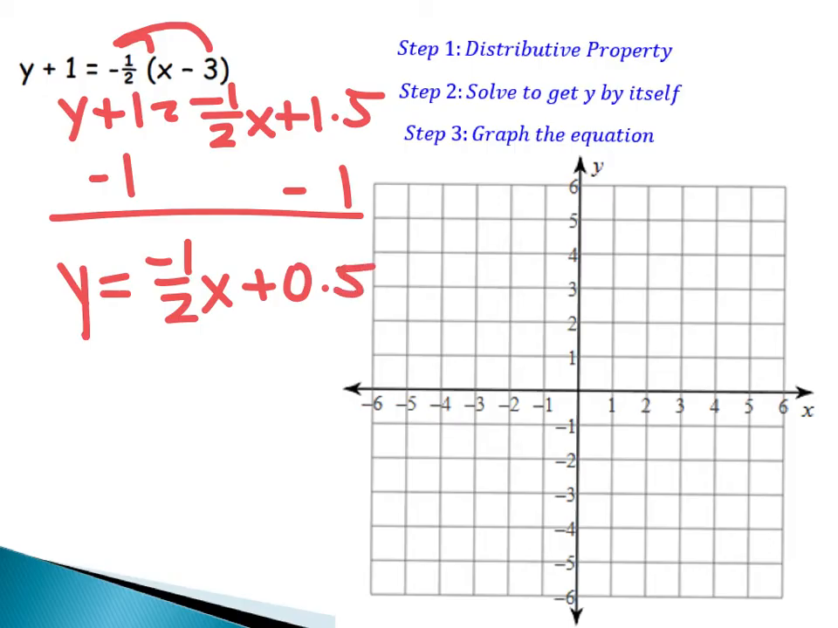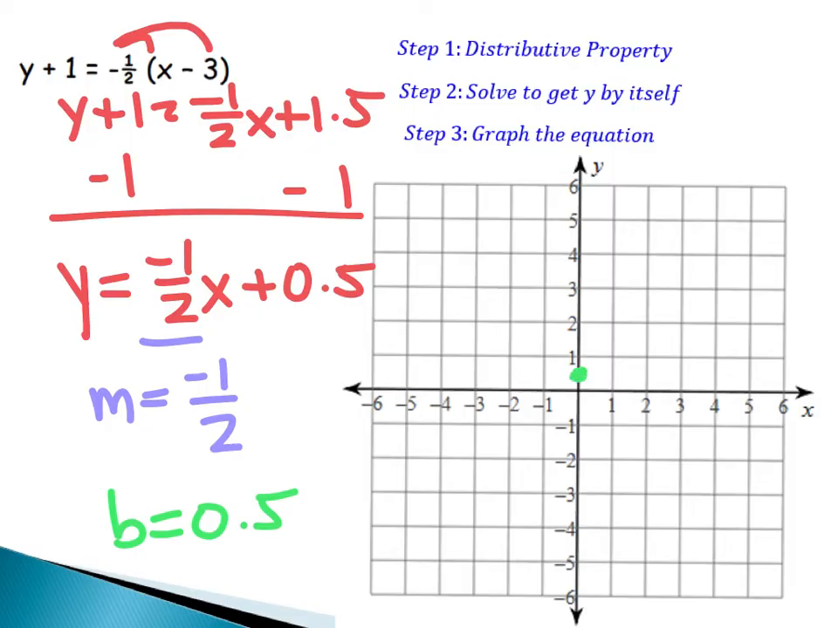plus 0.5. So my slope is -1/2, and my y-intercept is 0.5. So I'm going to plot my y-intercept and use the slope to move along the graph. And finally, draw in the line.